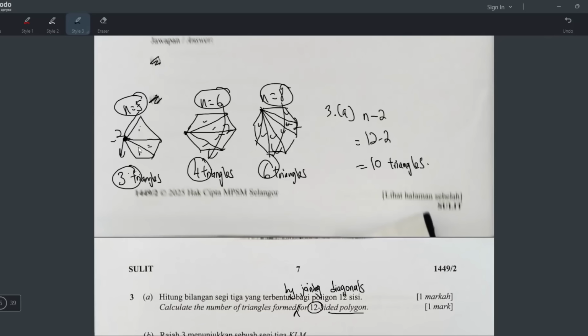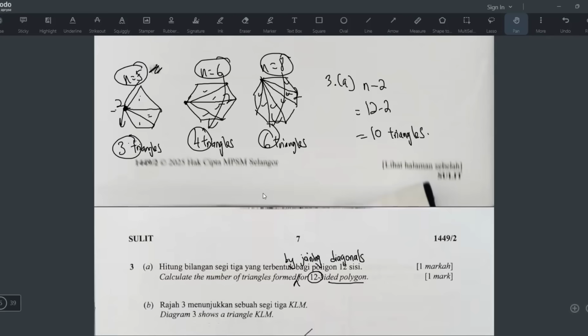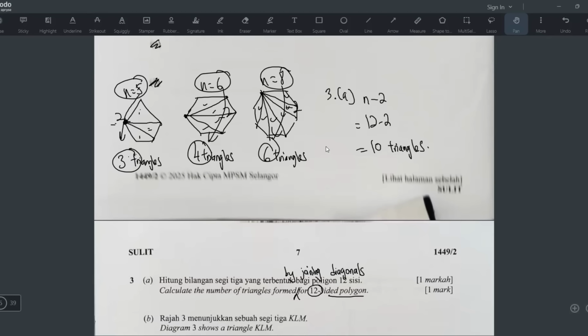I just show you using the 5 side, 6 side, and 8 side to make you understand. So I will just do it like this lah. And also it's only worth 1 mark. So this is how you do it lah. Alright. Hope you understand. So just remember, if you want to form triangles inside the polygon, just take number of sides minus 2. Just take n minus 2. And then you will get the number of triangles.